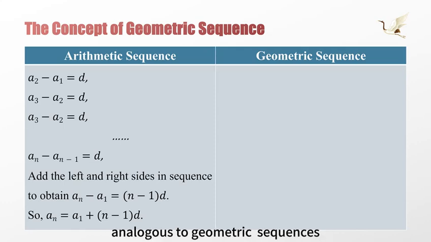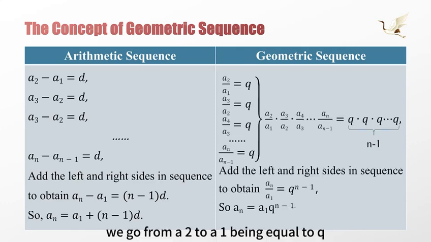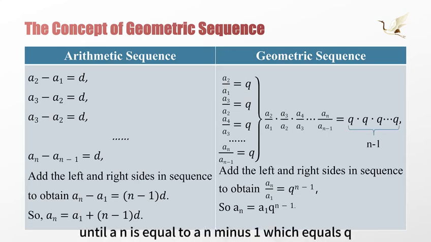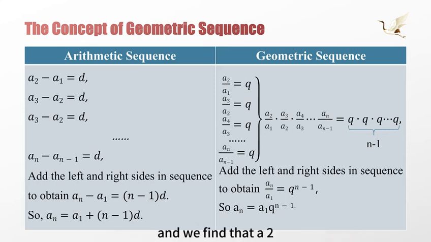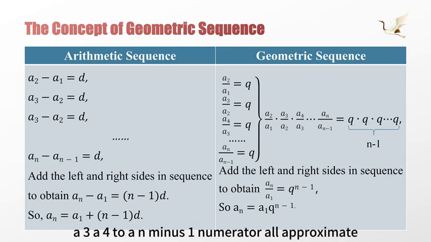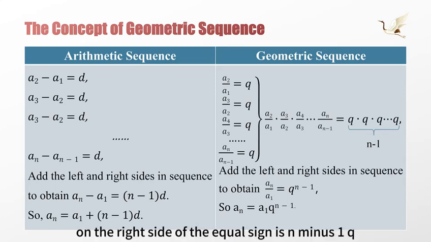Analogous to geometric sequences, we have a_2 over a_1 equal to q, a_3 over a_2 equal to q, up to a_n over a_(n-1) equal to q. We multiply the left and right sides of the above equations in sequence, and on the left side a_2, a_3, a_4 up to a_n in the numerators all cancel with the denominators. On the right side of the equal sign is q to the power of n minus 1.